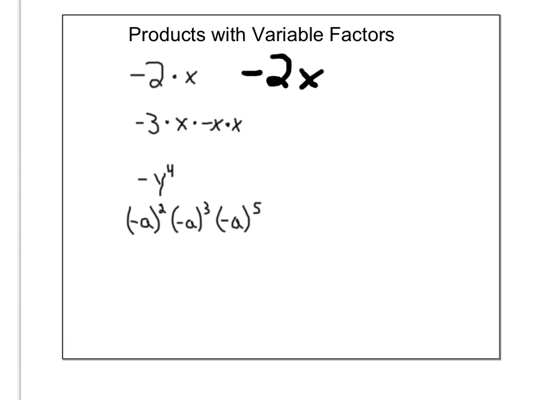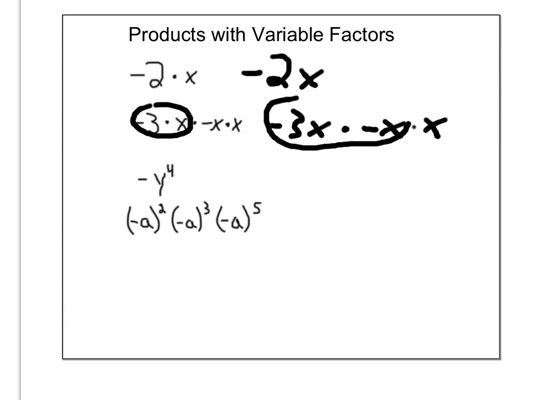Alright. Now in the second one here, I have negative 3 times x times the opposite of x times x. Well, again, it doesn't matter what order I multiply things in, so let's just stick some things together. Let's go ahead and start with these two right here. Well, negative 3 times x, that's negative 3x. And I still have to multiply these two.